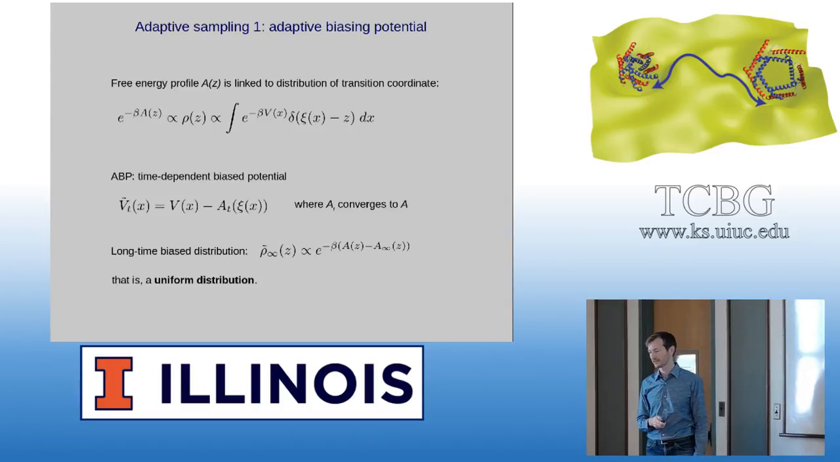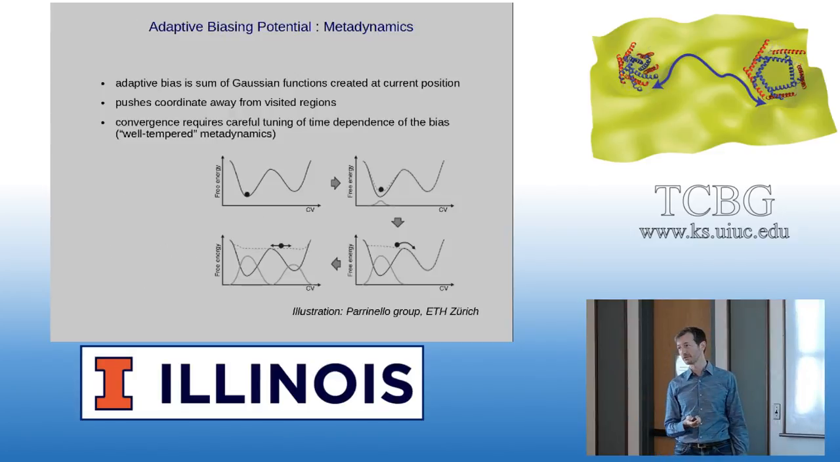The classic example, the most popular example of adaptive biasing potential methods, is metadynamics, where the adaptive bias is a sum of Gaussian functions that are created once in a while at whatever the current position of the coordinate is. So if my coordinate is here in a local basin, I add a little Gaussian bias, like a hill. This pushes the coordinate away from this region I've visited. As time goes by, I'm adding more of these hills, and the dashed line is the sum of the underlying free energy and of this biasing potential.